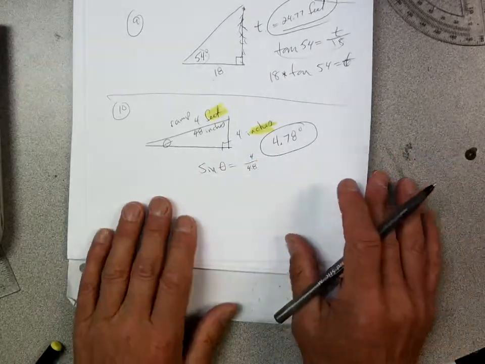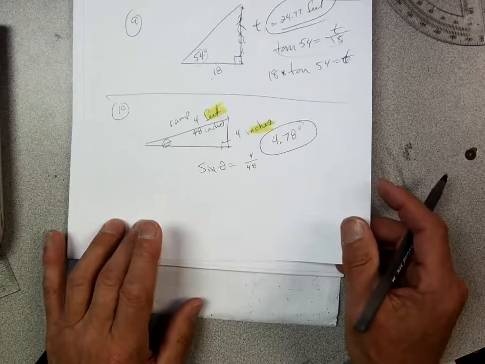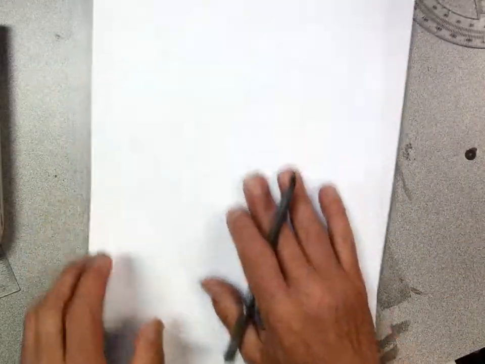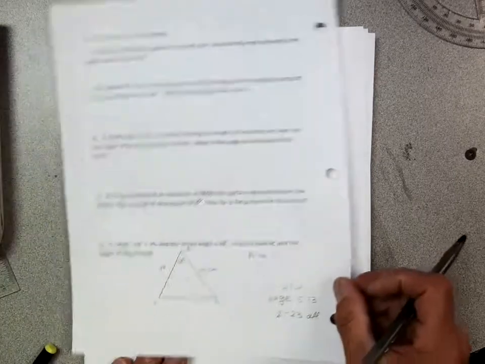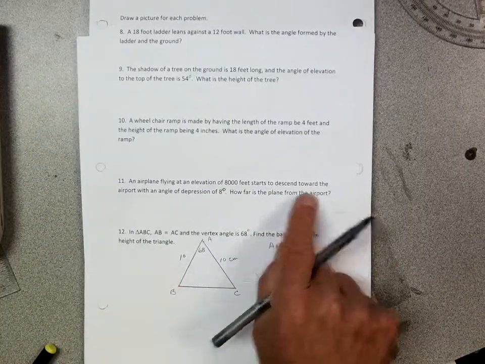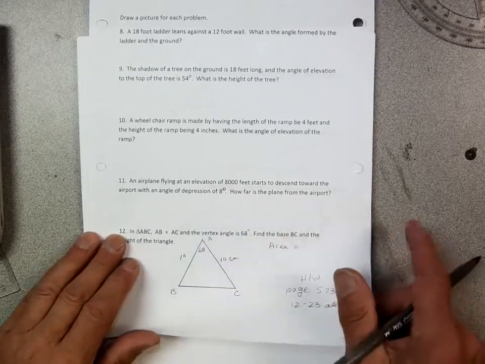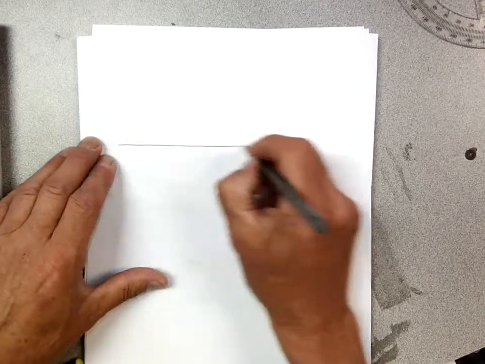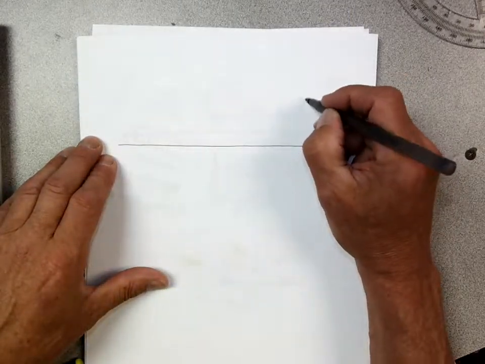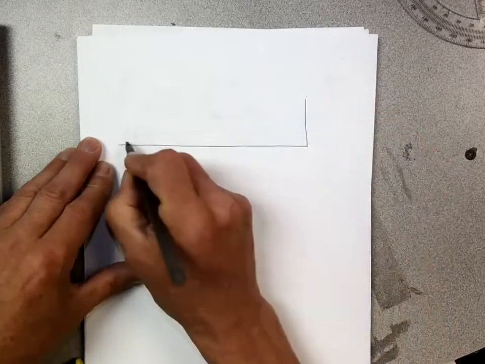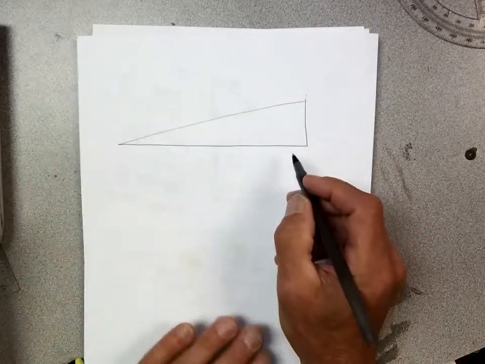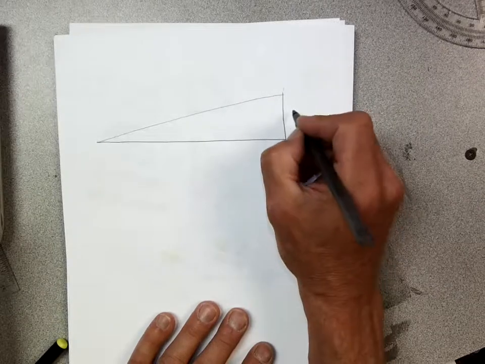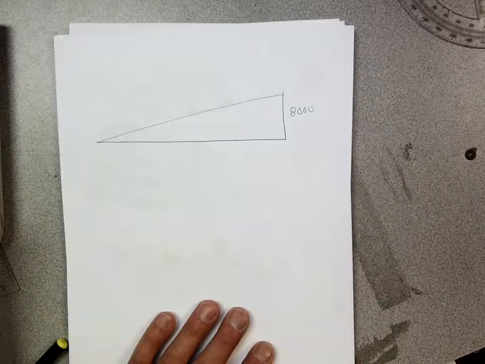Okay, we're almost done, honest. Number 11. Okay, turn the page. All right, almost done. So an airplane flies at an elevation of 8,000 feet and starts to ascend towards the airport with an angle of depression of 8 degrees. Okay. So how far is the plane from the airport? Okay. So let's draw a picture. Let's go 8,000 feet. Right. Here's my airport.